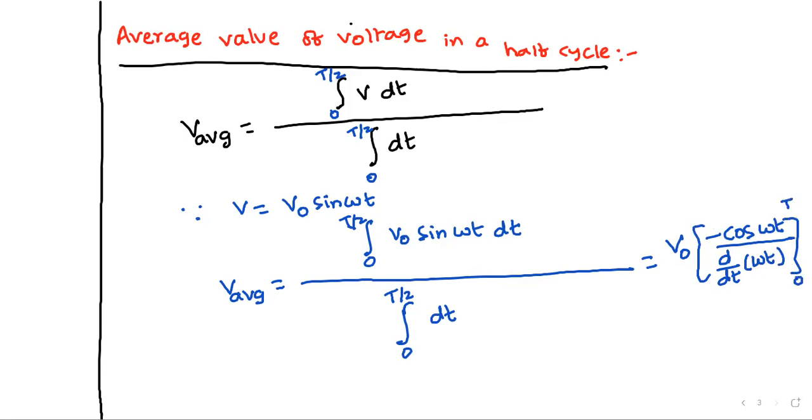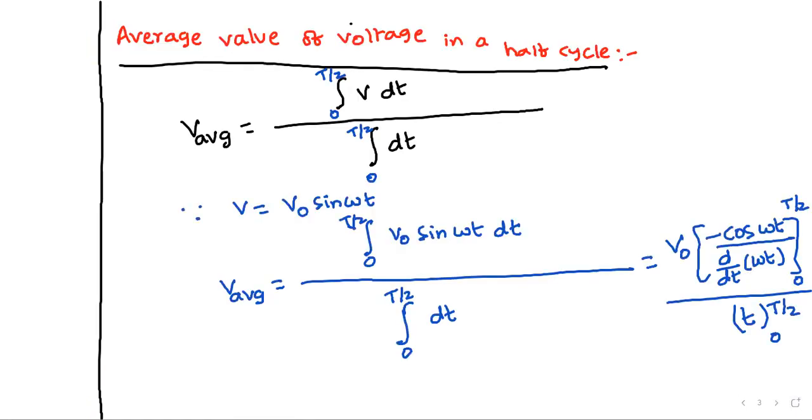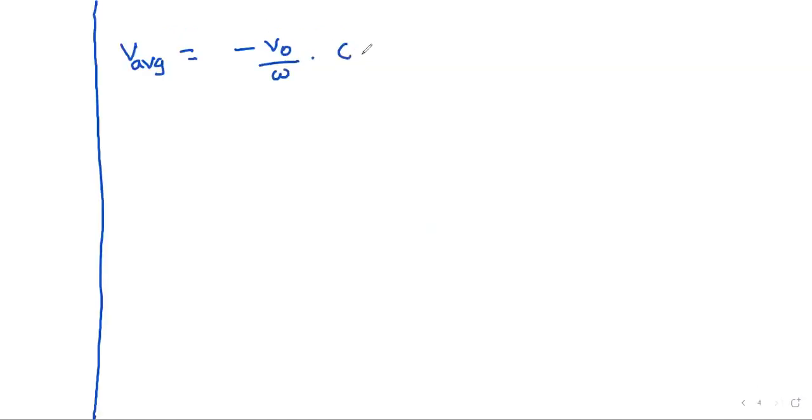Between the values 0 to t by 2, whole divided by integral dt, which I can write as t. So we can have average voltage equal to minus V naught. See, in the denominator, d by dt of omega t is there, which I can write as omega. I'll bring this minus also outside. So minus V naught by omega cos omega t between the values from 0 to t by 2, divided by t between the value 0 to t by 2.